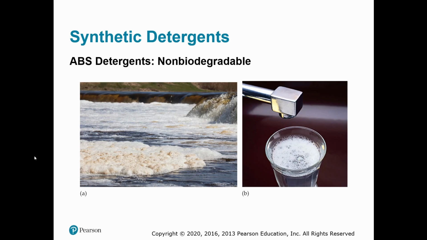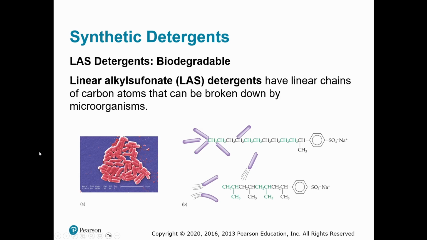This figure illustrates some of the buildup of these ABS detergents, both in river and lake settings as well as within tap water. New technology allowed for the creation of linear alkyl sulfonate detergents that have linear chains of carbon atoms. These linear chains can be broken down by microorganisms and cleaved into smaller chains, which eventually allows the molecule to degrade.